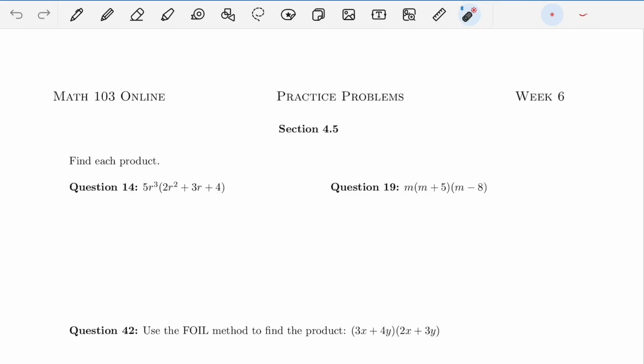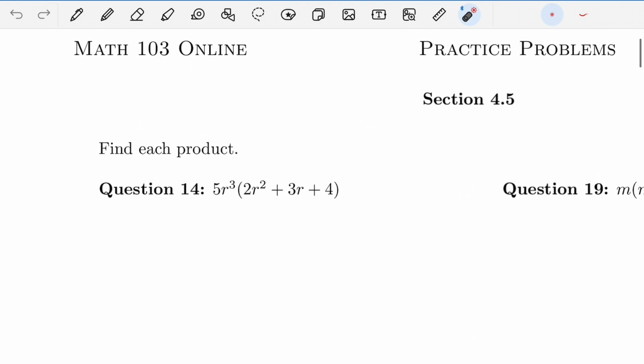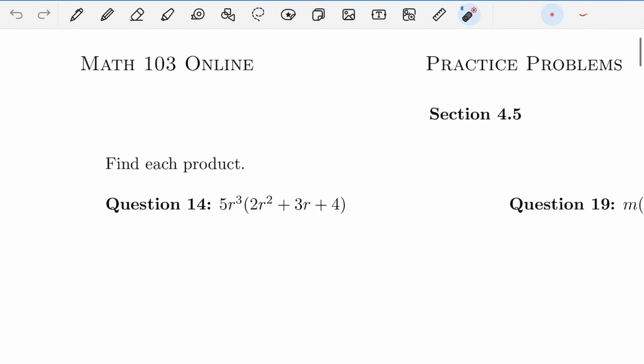In this video, we're going to go over some practice problems on the material covered this week. So we're going to start with section 4.5 here. And in this section, we are just multiplying polynomials. So we're going to start with this question here. We want to find the product of this monomial multiplied with this trinomial here.